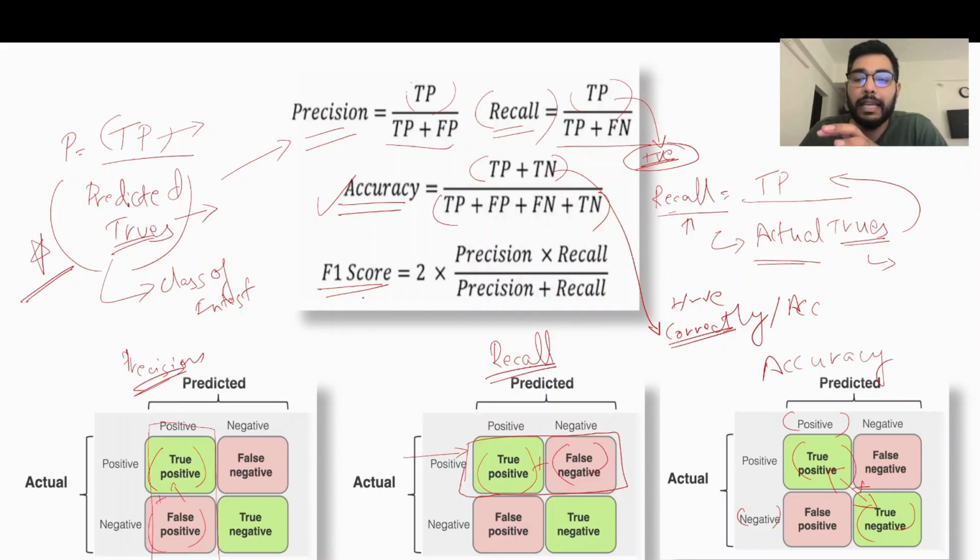Now, what is F1 score? F1 score essentially is a combination of both precision and recall. It's a harmonic mean of both precision and recall. This formula is a harmonic mean formula. Why do we use F1 score?